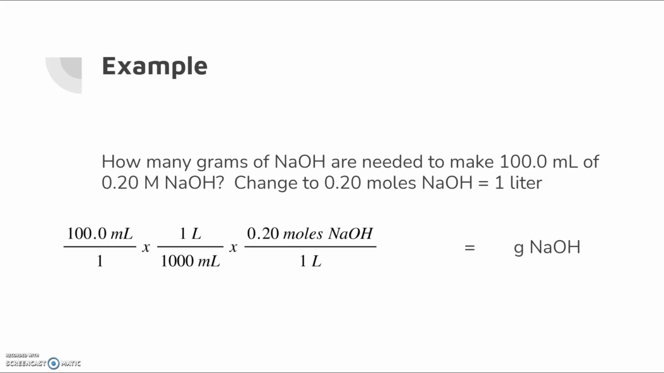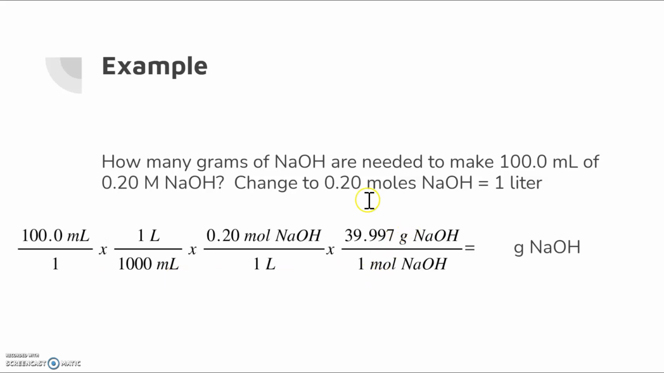Well, that's the periodic table. So I'm going to look up sodium, oxygen, and hydrogen and add them up together. And that gives me 39.997 grams of sodium hydroxide over 1 mole of sodium hydroxide. And I put the grams on top, the moles on the bottom, so they cancel.